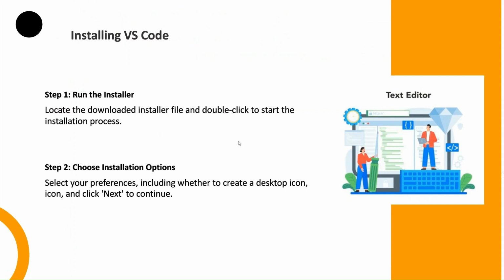To install VS Code, we simply have two steps. The first step is we need to double click the exe file to install it, and then we have to choose the installation options, like do we need to create a desktop icon or not, and then we have to click on next.